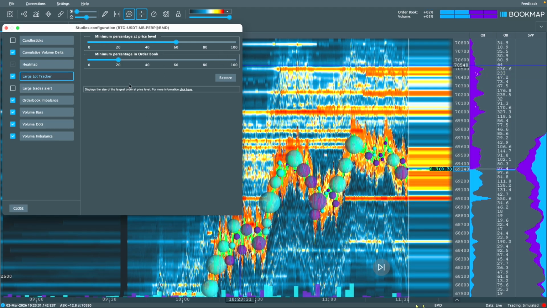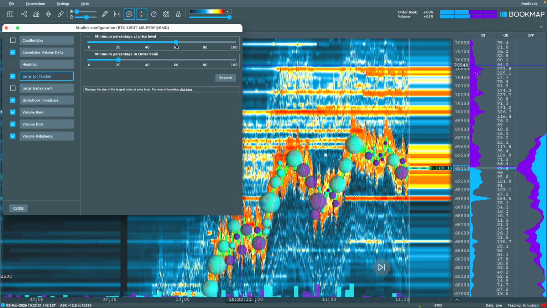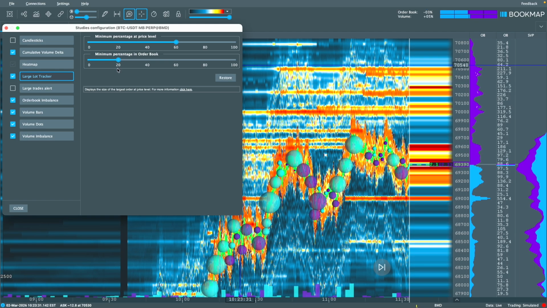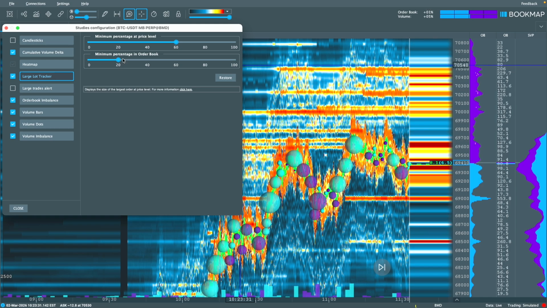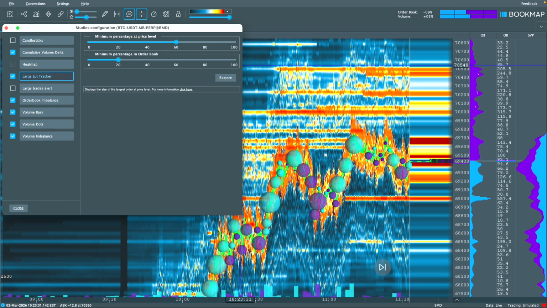We set the minimum percentage at price level to 60%, and this ensures that the order must clearly dominate that level before it appears. We also set the minimum percentage in the order book to 20%, ensuring that the order is meaningful relative to the overall order book, not just locally dominant. These settings help us filter out noise and ensure only significant large participants are shown.